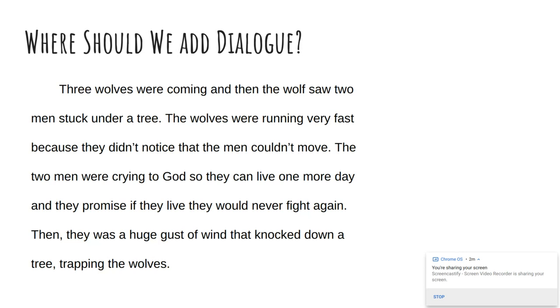So we want to figure out in our alternate endings, where should we add dialogue? We want to think about a place that's an emotional moment, and that would be better for us to hear the characters and what they're saying instead of just reading about it. So let's read an example from a student from last year. Three wolves were coming, and then the wolf saw two men stuck under a tree. The wolves were running very fast because they didn't notice that the men couldn't move. The two men were crying to God so they could live one more day, and they promised if they lived, they would never fight again. Then there was a huge gust of wind that knocked down a tree, trapping the wolves.